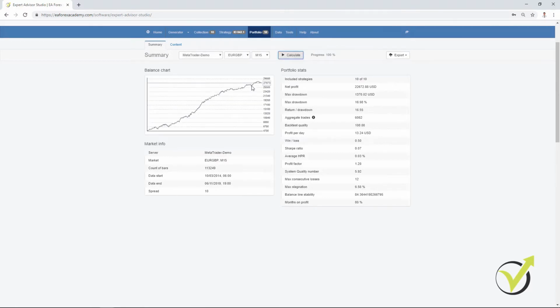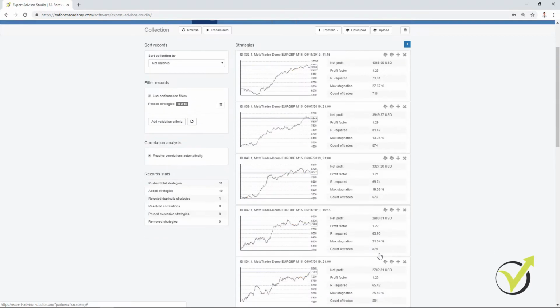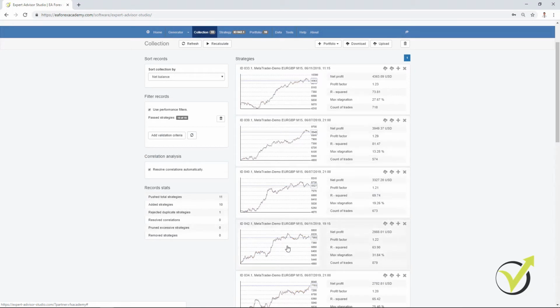Okay, much smoother line, no huge stagnations. In this case the maximum stagnation is 6.56%, and if you compare it with the stagnation of all strategies, you will see that we have 27, 13, 19, 31 and so on, and you can compare the backtest equity lines.